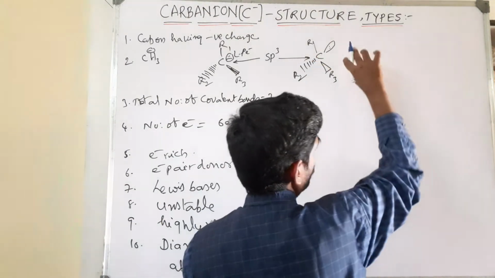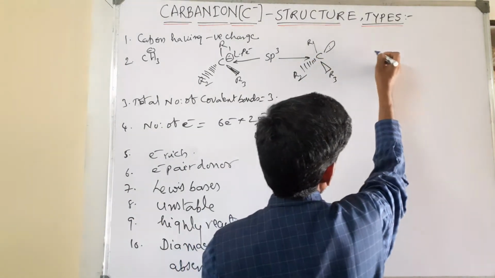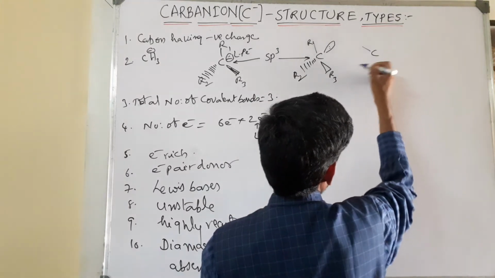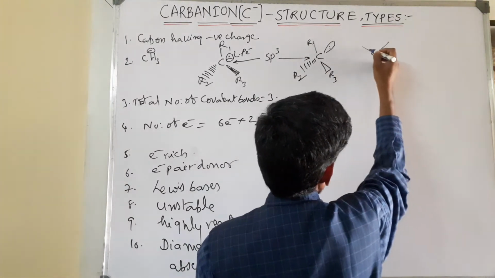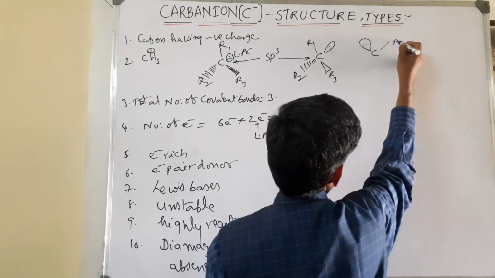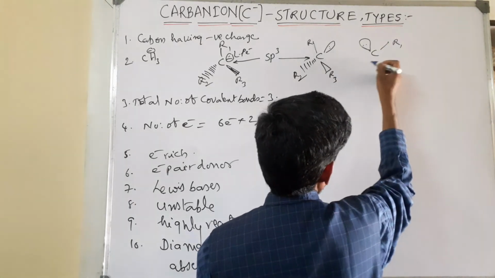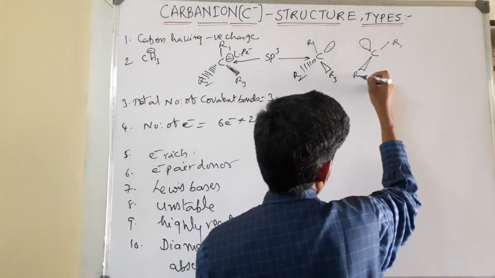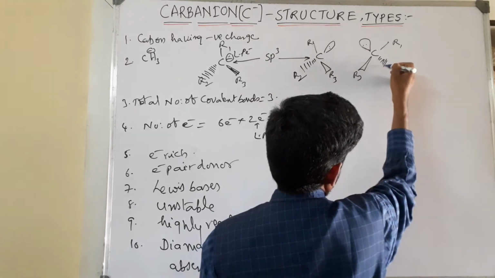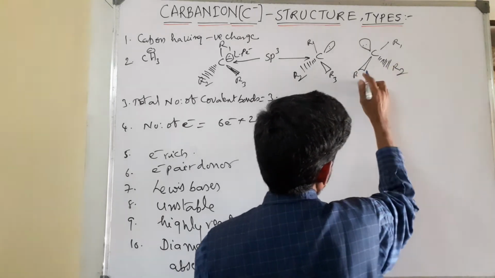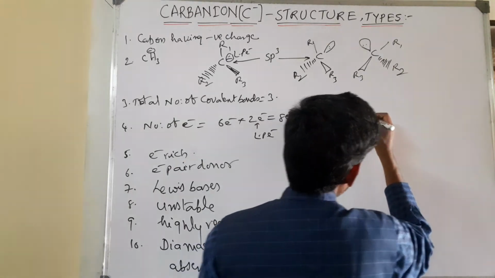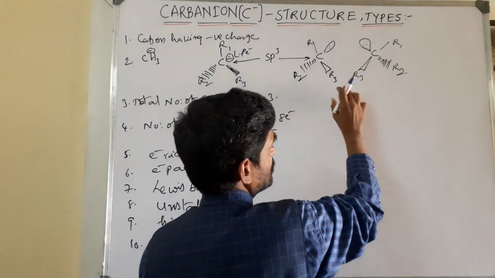Then you just flip it. On flipping, you will get this structure: the lone pair of electrons here, this is R1, this is R3, and this is R2. That means on flipping, you get this structure, which means it is optically active.